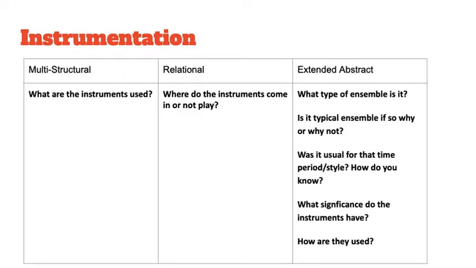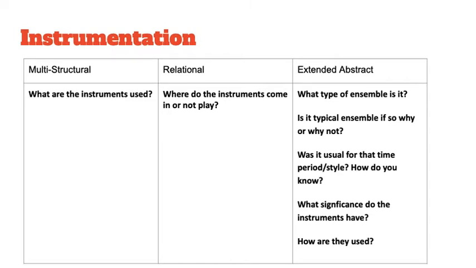So when we're talking about these in our music analysis, we might be thinking about it in this way. When we think about multi-structural, we're talking about what instruments are used in the song. What do we hear? That will give you multi-structural. Relational is where you tell me what instruments you hear and where they are being played or not being played. Extended abstract is then you telling me what type of group it is. What type of ensemble is the group that you hear?